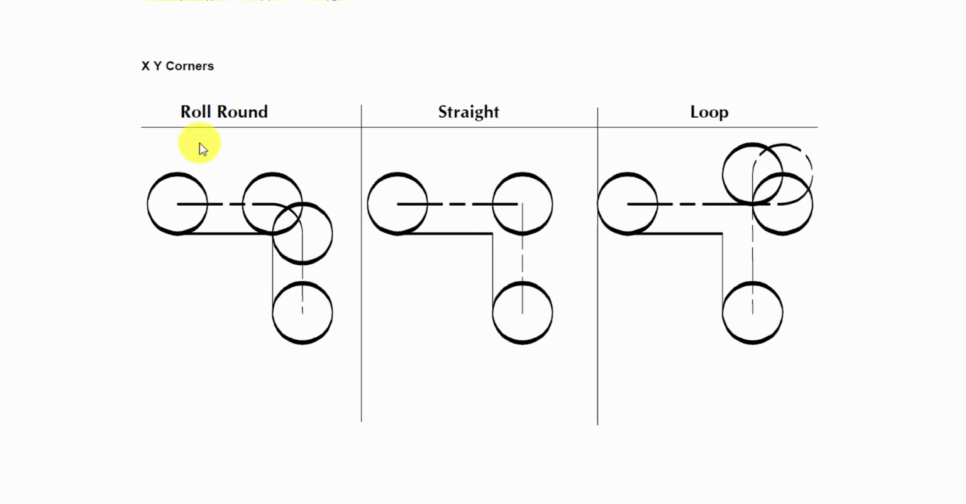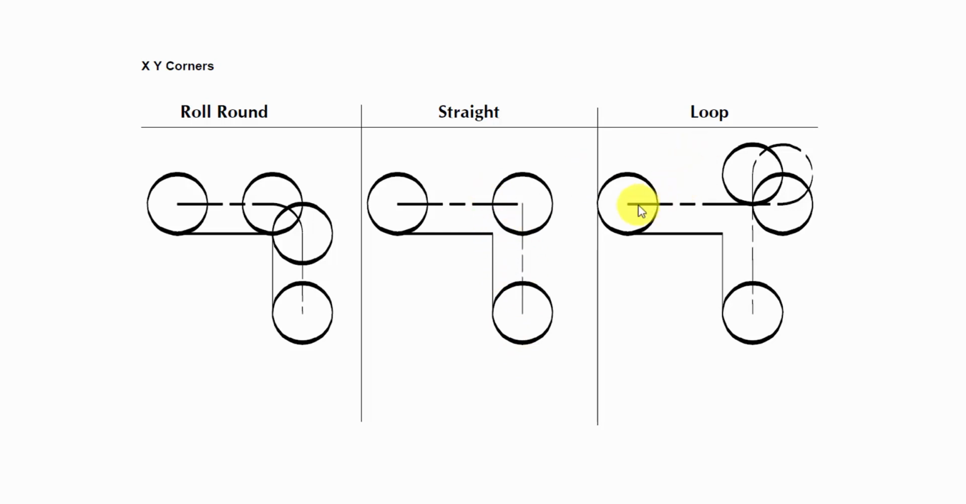A moment ago I discussed the XY corners. If you have roll around corner, this is a plan view of the cutter. It will roll around the corner and it will never leave contact with the workpiece, producing that square edge. A straight cut means it's going to go straight out to the right like this and straight down, but technically the cutter does leave the corner of the workpiece.